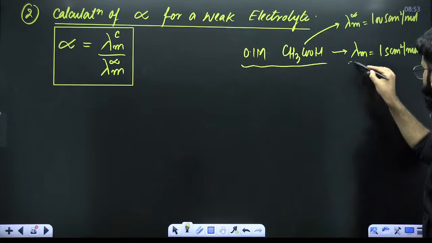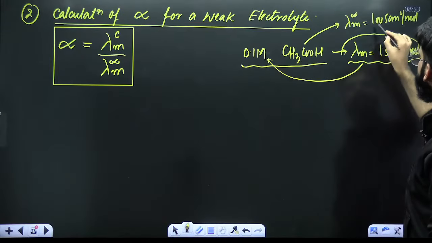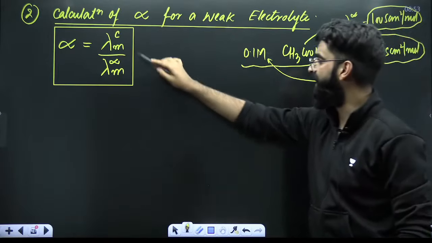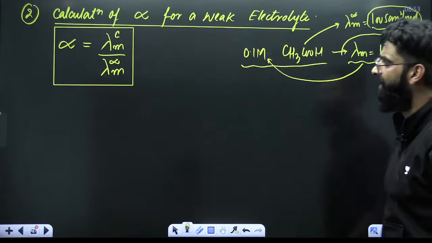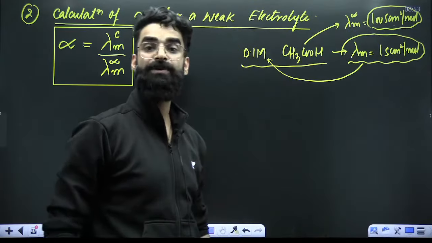This term I'll be calling molar conductivity at a given concentration. This is molar conductivity at infinite dilution. So molar conductivity at given concentration divided by that at infinite dilution, this divided by this, will give you the value of alpha for CH3COOH.